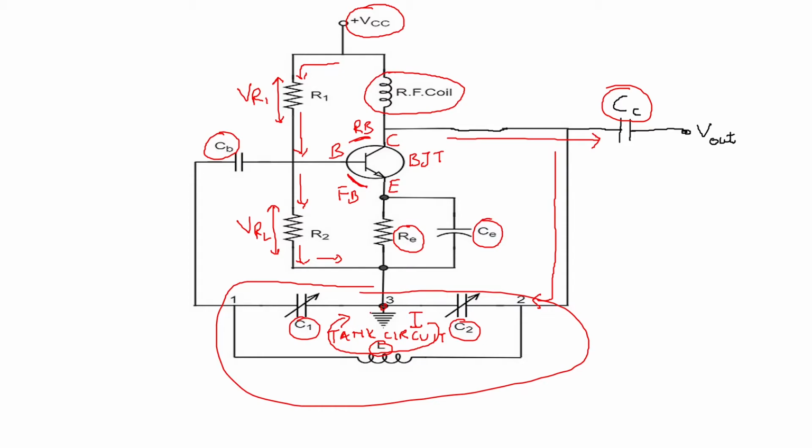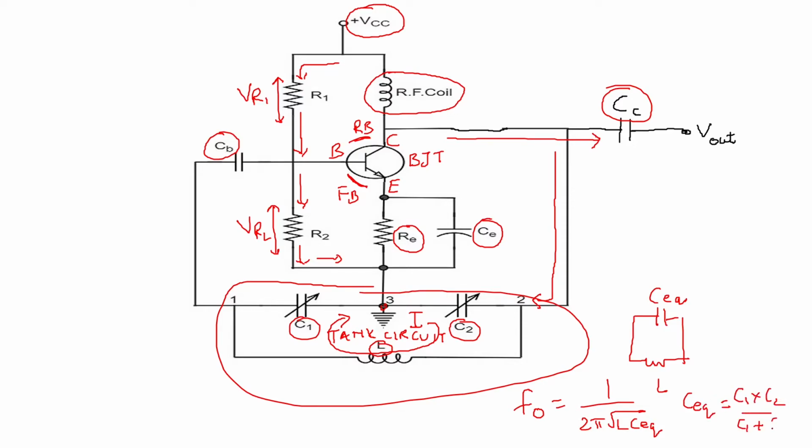Now this is a parallel resonance circuit. Here you can see the combination of C1 and C2 will be your C equivalent, and then you will have an inductor L. This will become a tank circuit. This will produce oscillations, and the frequency of oscillation is 1 upon 2 pi root of the value of inductor L and the equivalent capacitor. When C1 and C2 are in series, the equivalent capacitance C equivalent is equal to C1 into C2 upon C1 plus C2. So that will give you the frequency of oscillations.